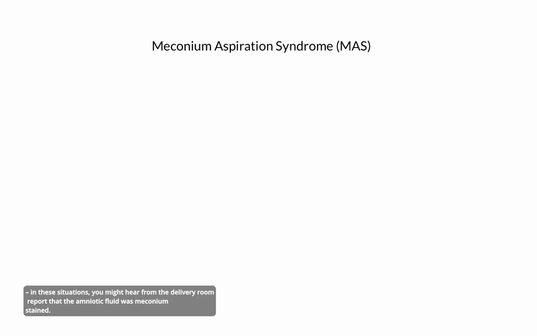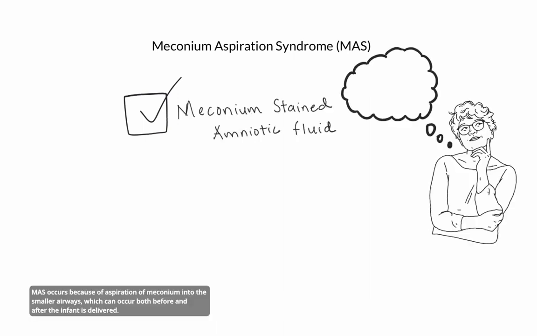The next diagnosis we'll discuss is meconium aspiration syndrome, or MAS. In these situations, you might hear from the delivery room report that the amniotic fluid was meconium stained. MAS occurs because of aspiration of meconium into the smaller airways, which can occur both before and after the infant is delivered.